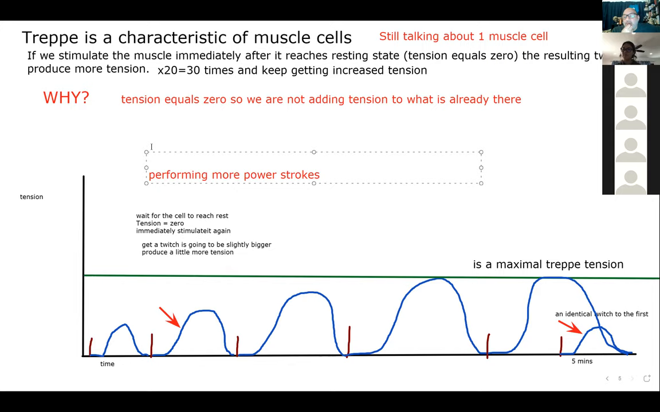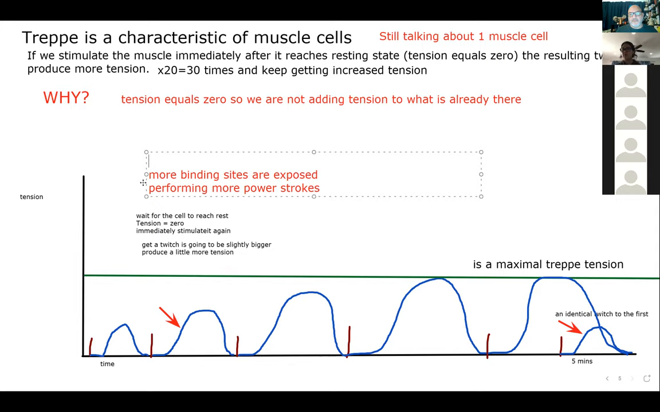Because where the actin is lying, how much access the heads have, perfect. Power. You guys all have it. How many heads are actually able to perform the power strokes? How many binding sites? So again, performing more power strokes must mean that more binding sites are exposed. And what exposes the binding sites? Calcium.